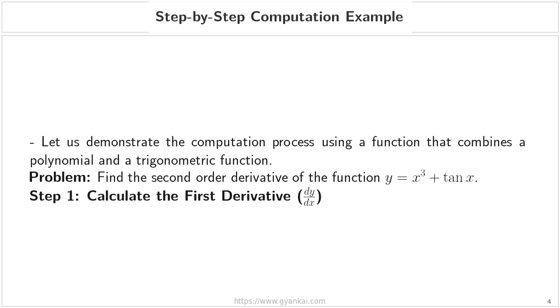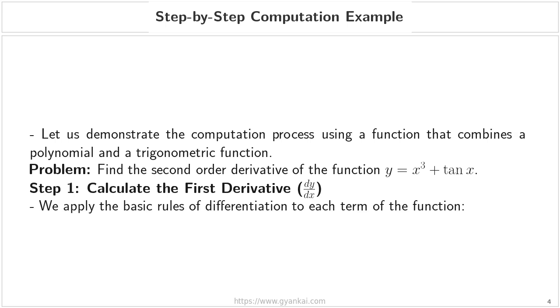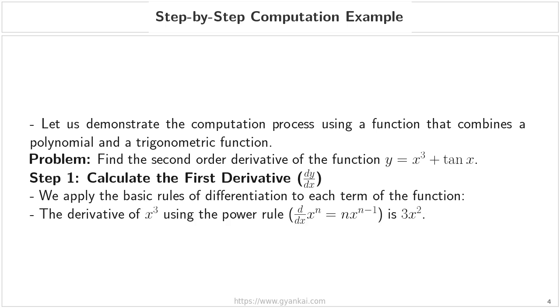As we discussed in the previous slides, finding a second-order derivative is a sequential operation. Therefore, our first objective in step 1 is to calculate the first derivative, denoted as dy/dx. To achieve this, we apply the basic rules of differentiation to each individual term of the function. First, let's look at the term x cubed. By applying the power rule, where we bring the exponent down as a coefficient and subtract 1 from the power, the derivative of x cubed becomes 3x squared.